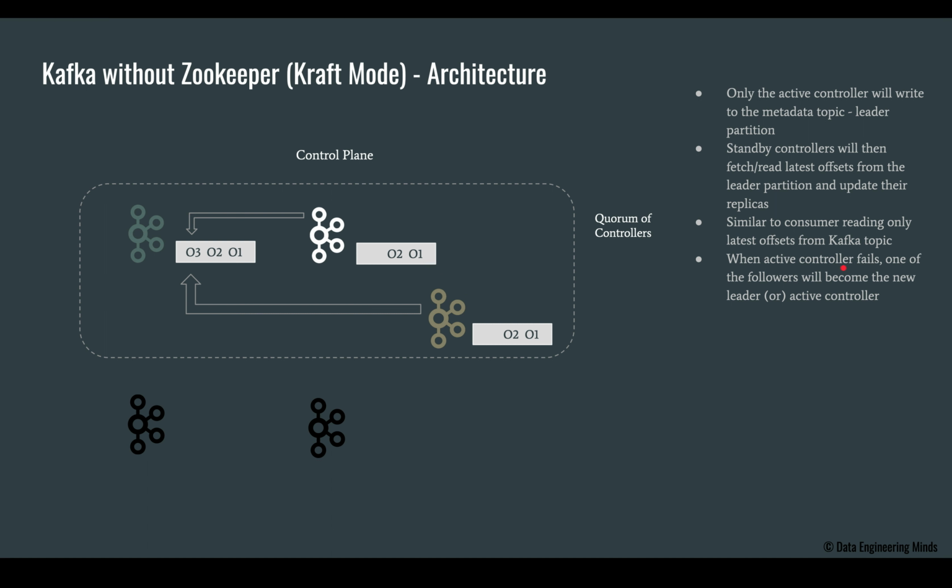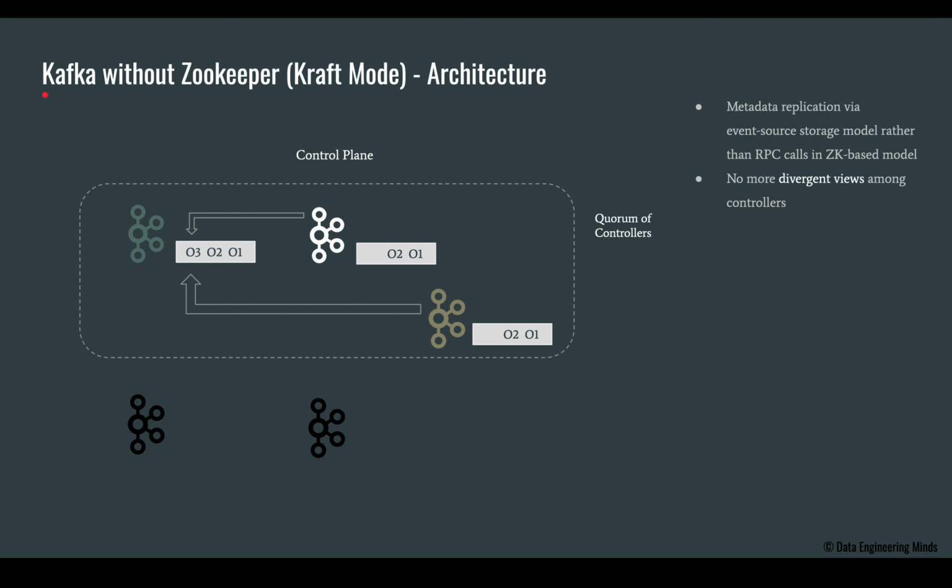In case the active controller fails, then one of the standby controllers will become the new active controller. In the older architecture of Kafka, that is the Kafka which runs with Zookeeper, if the controller fails, then the new controller will be elected by the Zookeeper. But in the new architecture of Kafka, if the active controller fails, then one of the standby controllers will become the new leader. But how will this leader election be done? This is something that we will discuss later in this video.